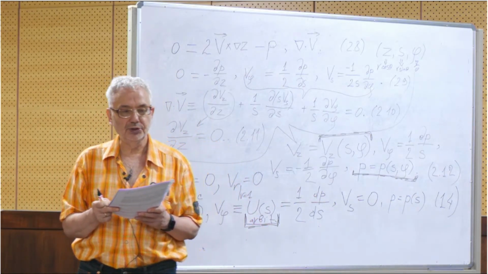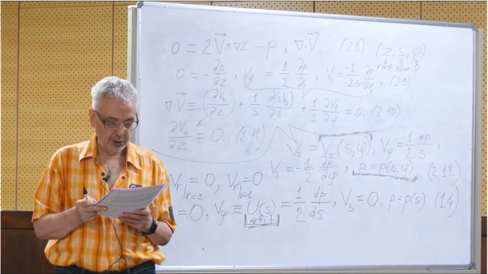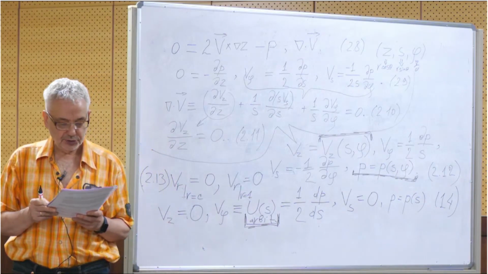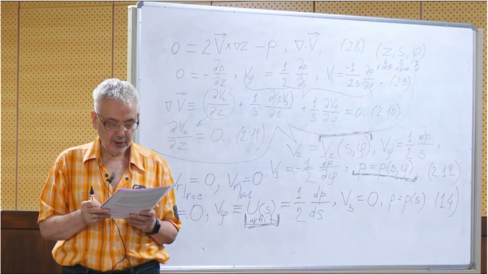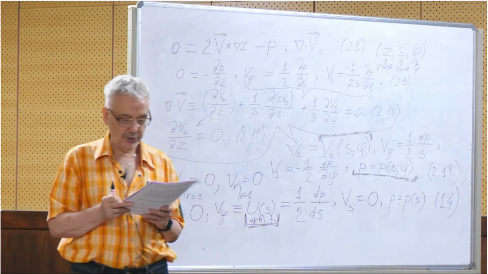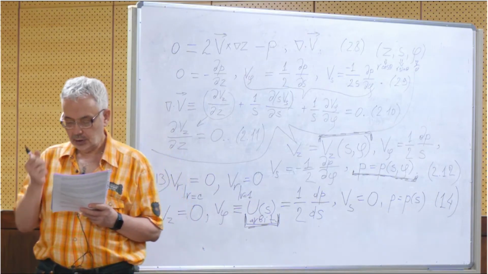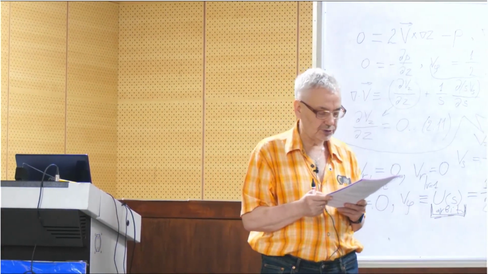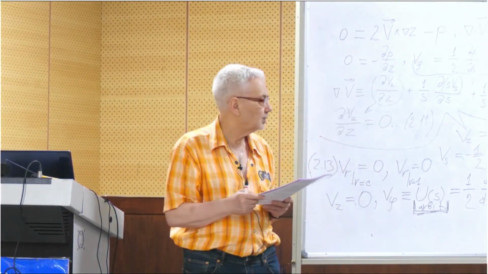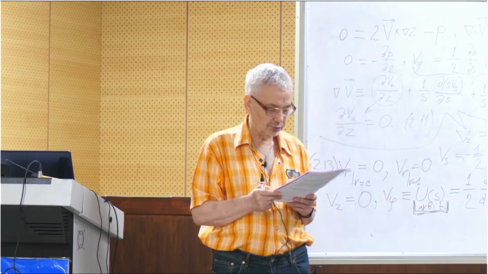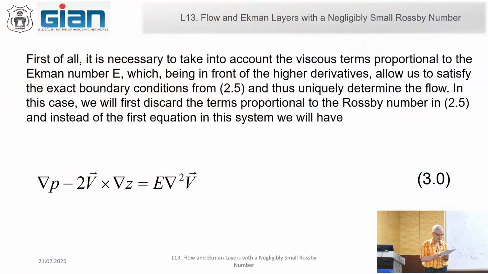Let's start from the particular paragraph of this chapter. In paragraph 1, which is named flow in Ekman layers with a negligibly small Rossby number. So we neglect the Rossby number term and all the terms connected with Rossby, but keep the viscosity.